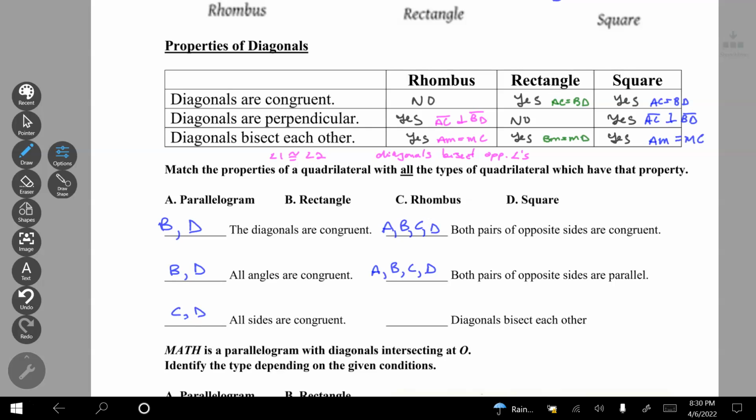And the diagonals bisect each other. That is for, well, I guess it's for all of them. The diagonals always bisect each other. So A, B, C, and D.